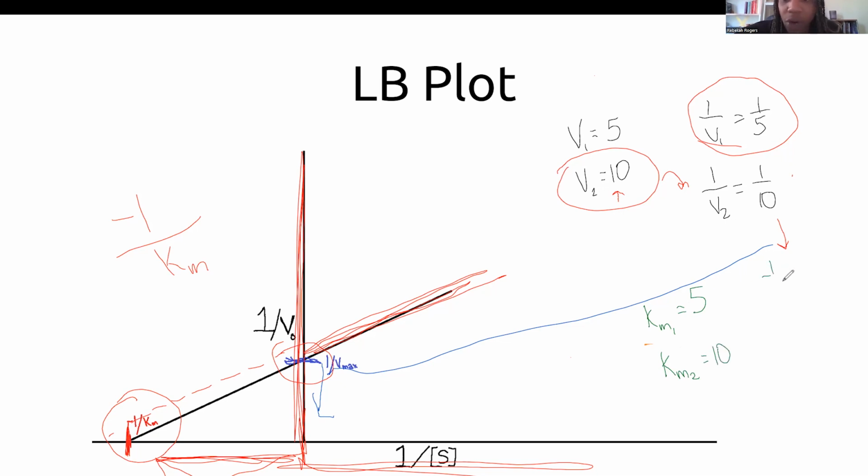Then we've got 1 over 5 equals 1 over Km. And then we've got 1 over 10 equals 1 over Km. But I need to get it to be this -1 over Km, which means I'm going to just have a negative sign. So -1 over Km equals -1 over 5. And then -1 over Km equals -1 over 10. -1/5 is smaller or more negative than -1 over 10. So -1 over 10 is bigger, more positive than -1 over 5.